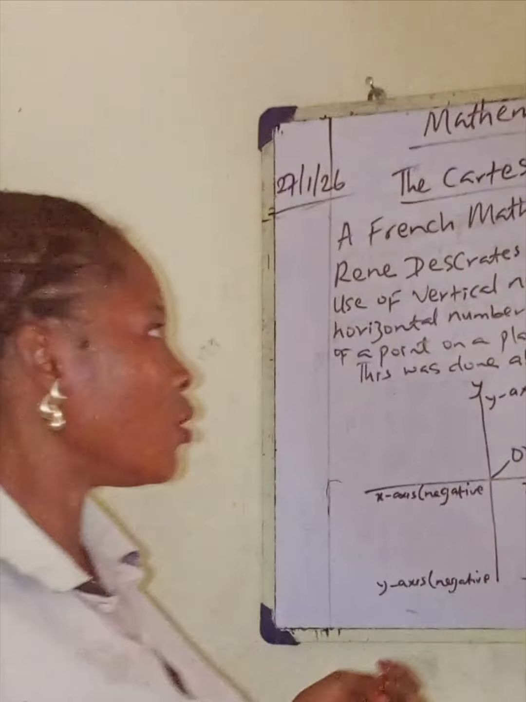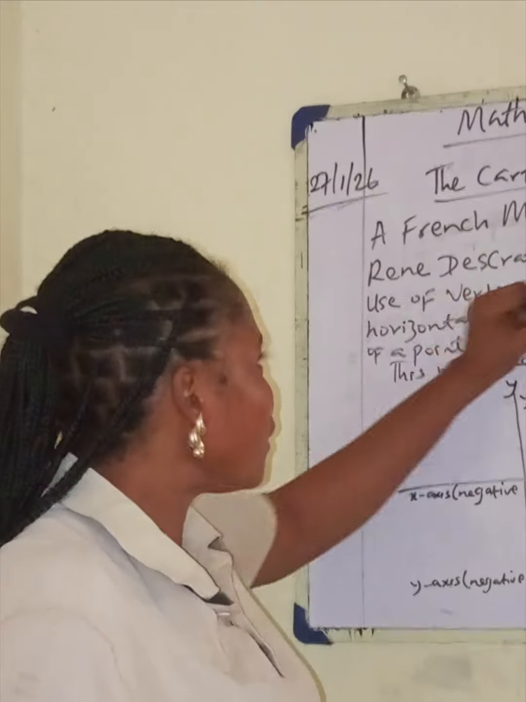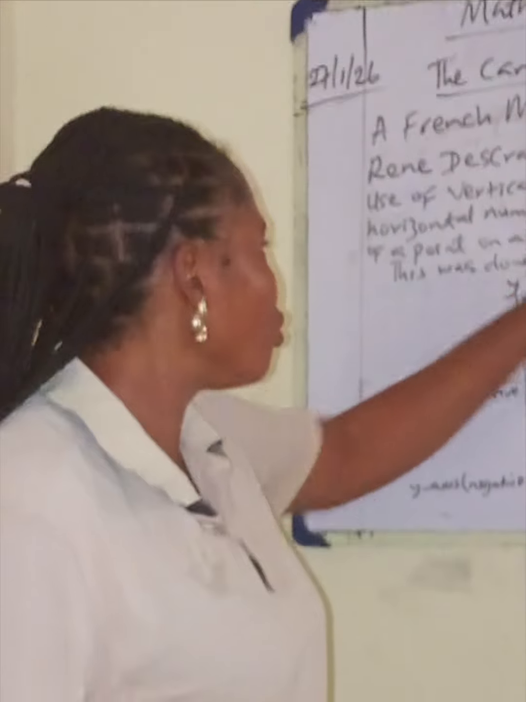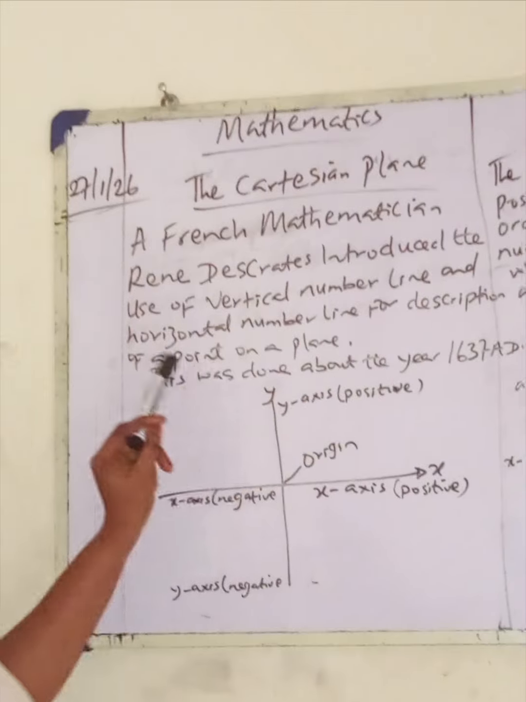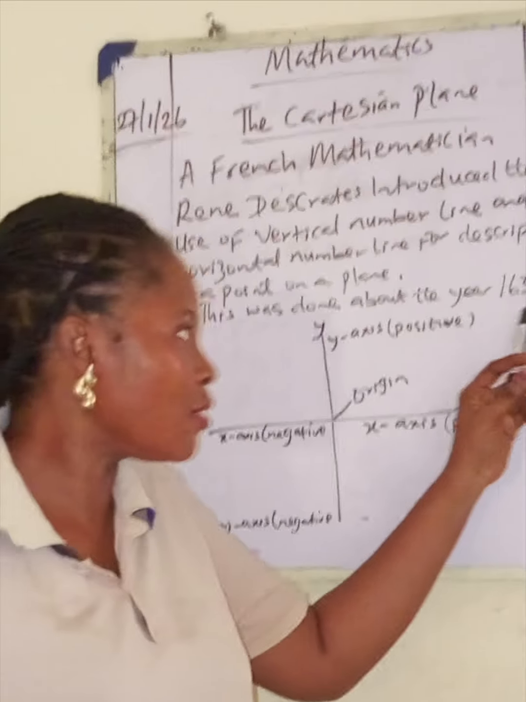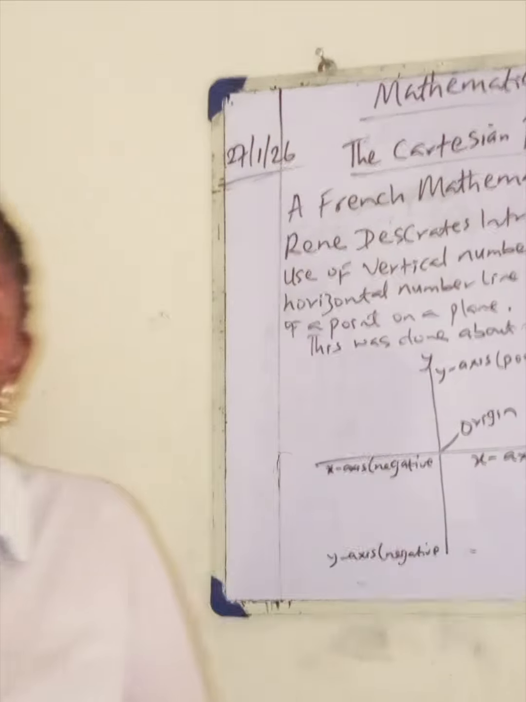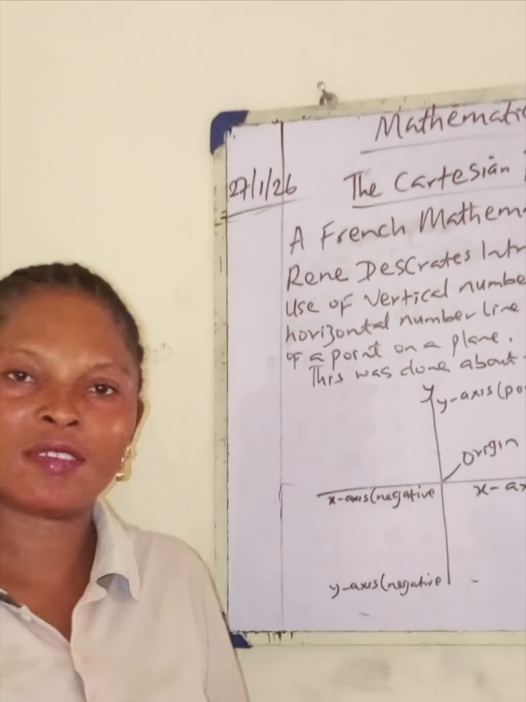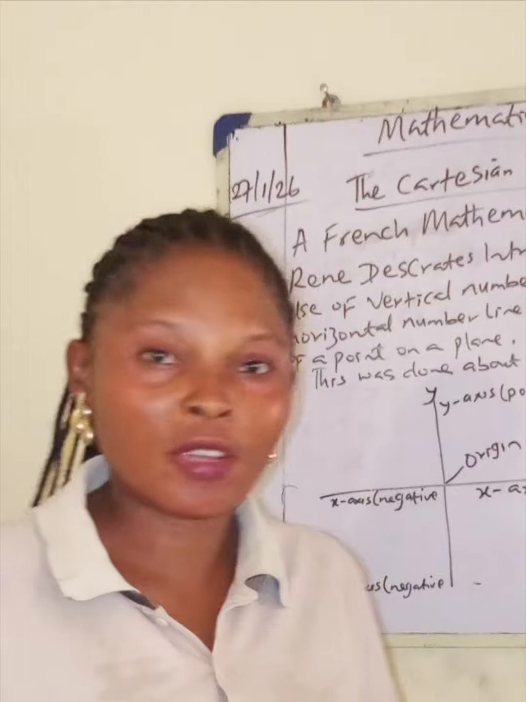If you look at what we have on the board, a Cartesian plane is this: a French mathematician, René Descartes, introduced the use of a vertical number line and a horizontal number line for description of a point on a plane. This was done about the year 1637 AD. So you may be asked, who introduced the use of the Cartesian plane and in what year? This can be an objective question for anybody.